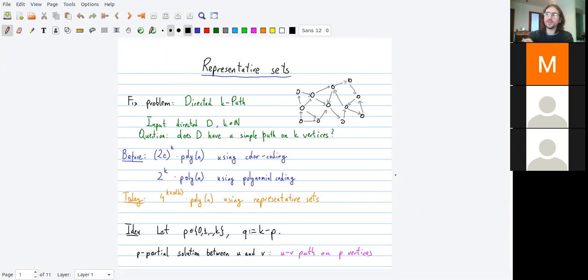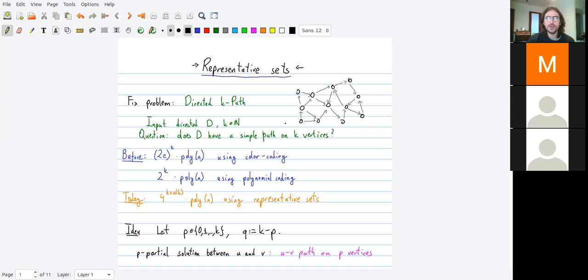Okay, so welcome back to Parameterized Algorithms in 2021. Today we have the last lecture on the algorithmic part of the theory. Namely, I would like to tell you about the technique of representative sets, which is another algorithmic technique that emerged somewhere around 2012, 2013.